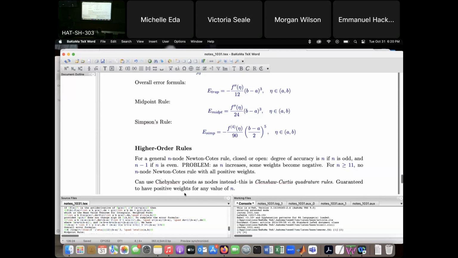It's guaranteed that no matter how large n is, you'll always have positive weights. Because you would think that the more nodes you use, the more accurate the integral should be. That if n goes to infinity, the approximate integral from the quadrature rule should converge to the true integral. That is only proven true if you're guaranteed to have positive weights, no matter how large n gets. So, for instance, it can be shown that Clenshaw-Curtis rules converge, but Newton-Cotes would not.